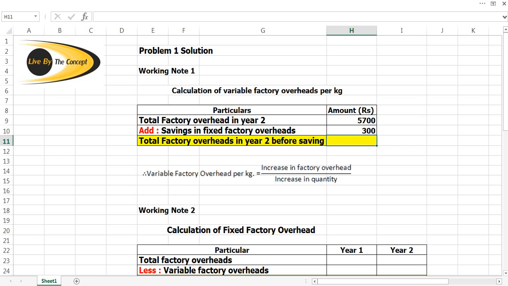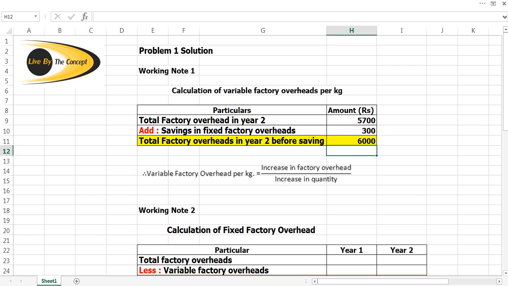So if you are not adding this 300 and you are solving by using 5,700, then you are giving the idea that there was a saving in the variable factory overhead. So we need to understand that the saving is not in the variable factory overhead, it is under the fixed factory overhead. So 5,700 plus 300, so it is 6,000.